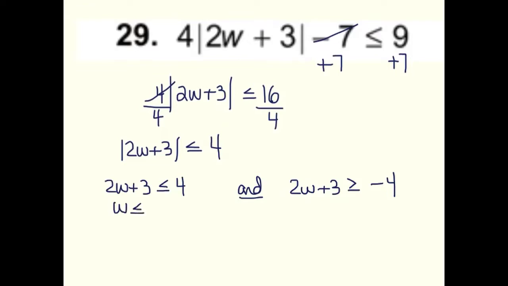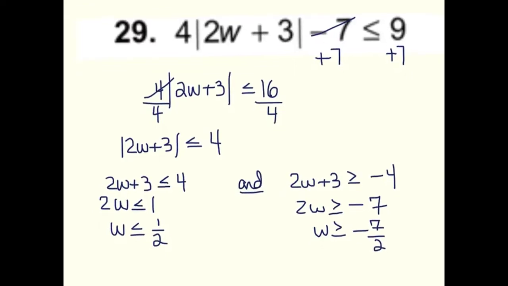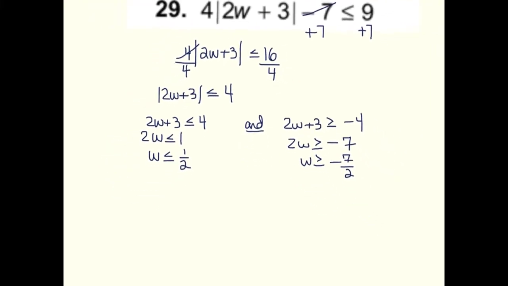So 2w is less than or equal to 4 minus 3, which is 1. So w is less than or equal to 1/2. And on this side, 2w is greater than or equal to negative 4 minus 3, so it's negative 7. You've got to subtract 3 on both sides. And you're left with w is greater than or equal to negative 7 over 2. So now if I want to just move this up a little bit.